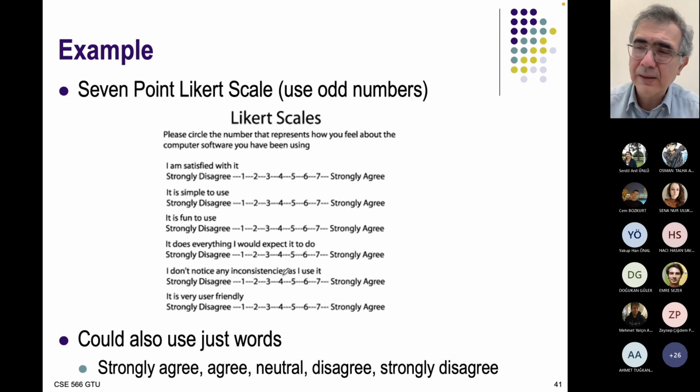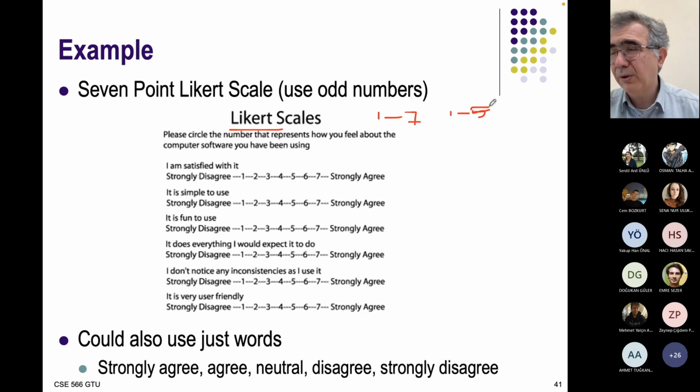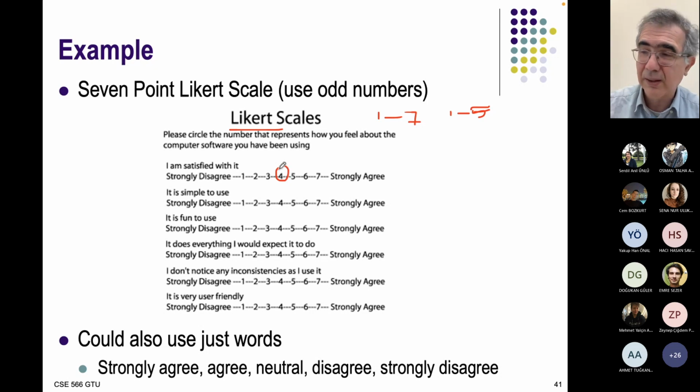The Likert scale is one famous scale. Likert scale is either from 1 to 7 or 1 to 5. Keep in mind that these are odd numbers, 5 or 7, because if you want to choose the one in the middle, that will be neither one side nor the other. So neither satisfied nor unsatisfied.